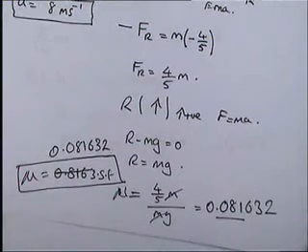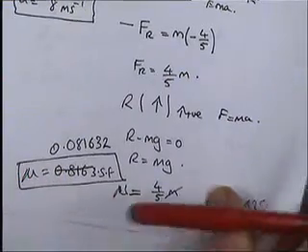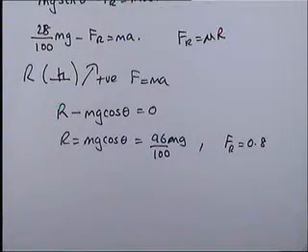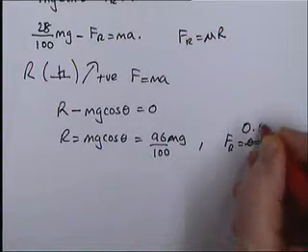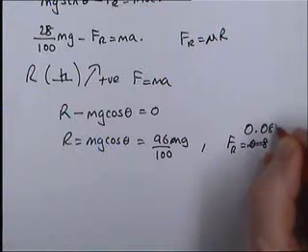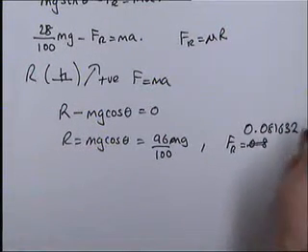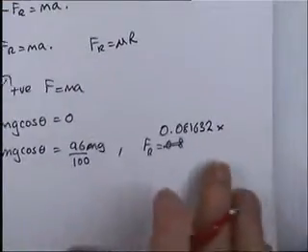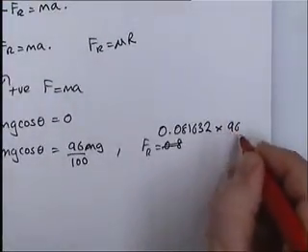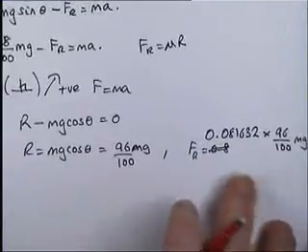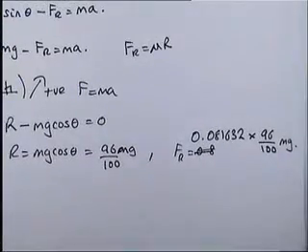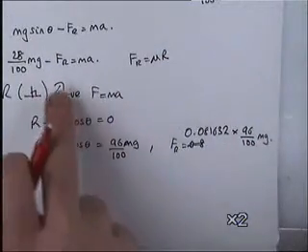Now, you can do that in an exam as well. If you spot a mistake you made, because you think, hang on, that seems a bit big, then you can always look back in your workings and change any earlier bits you did in your exam. So 0.081632 multiplied by 96 over 100 mg. And that's what we can then substitute into the equation here.